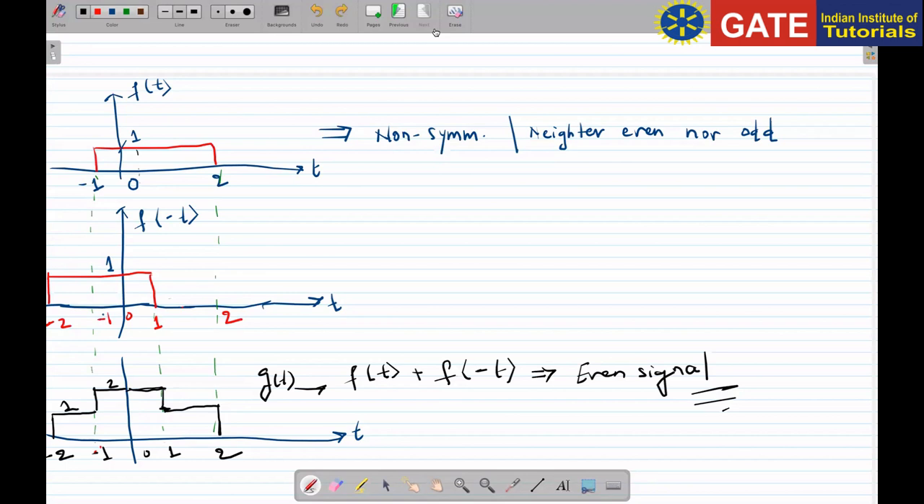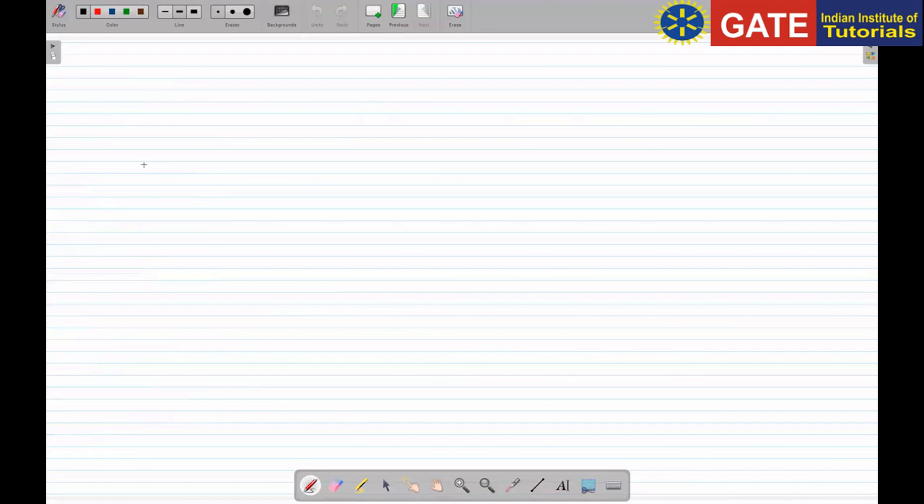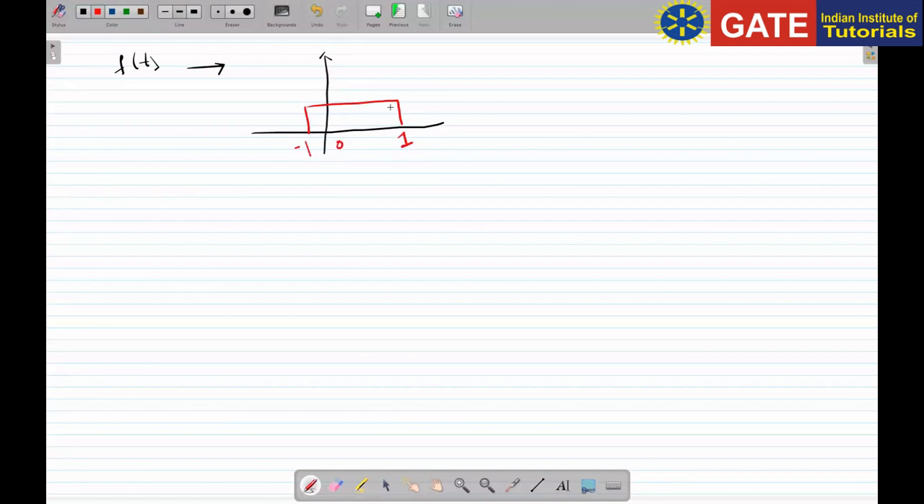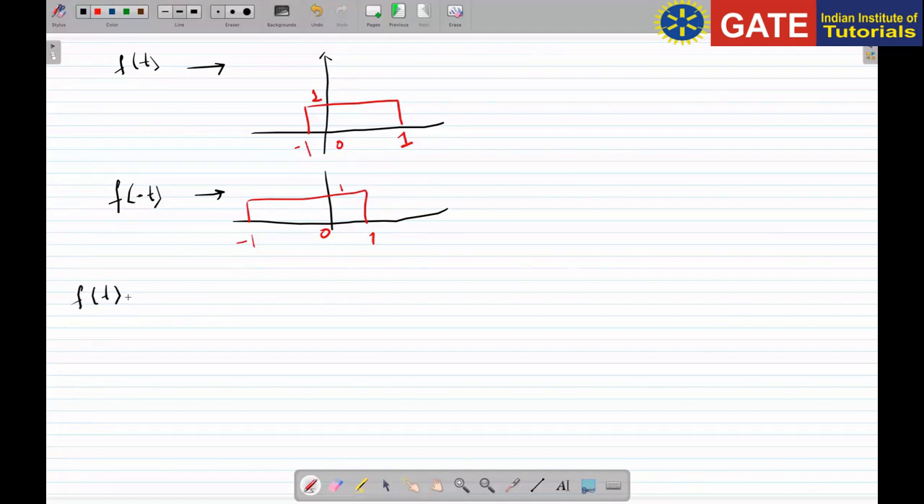I hope no doubt here because it's a simple concept. So now, keeping the signal again the same, first I did addition, getting an even signal. Now if I subtract, what was f of t here? F of t was this one, correct? Then f of minus t. Now do f of t minus f of minus t.